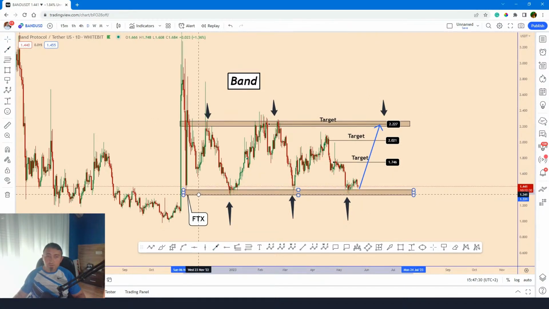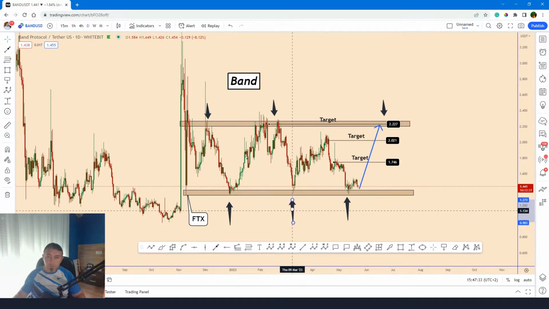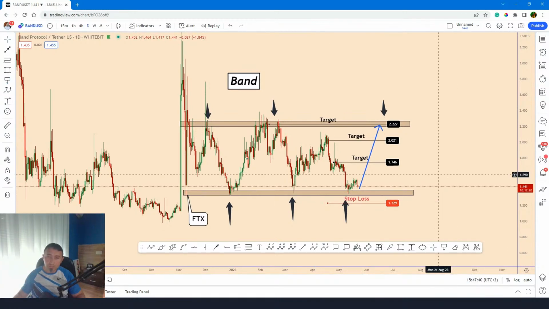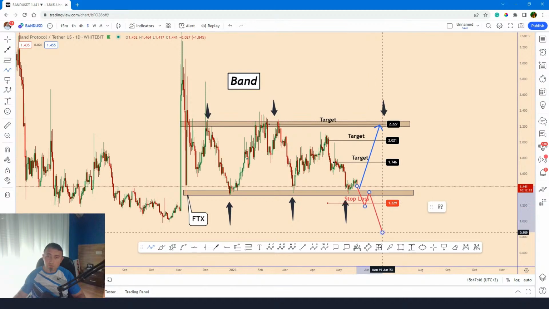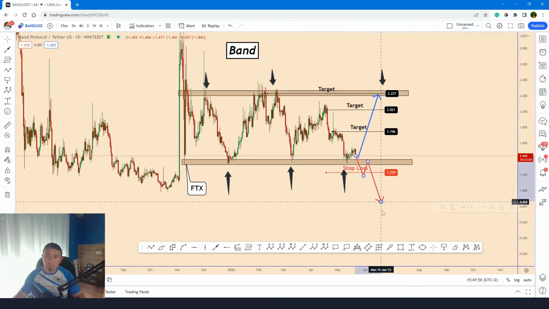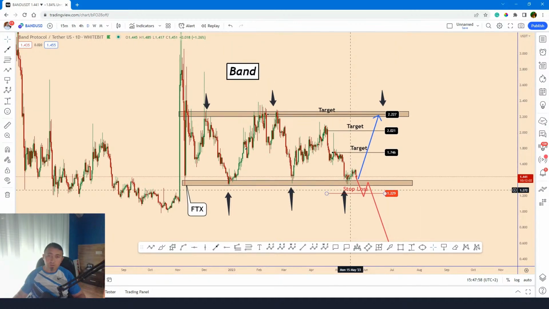The invalidation of everything that we are looking at in these conditions, I think that should be below the structure zone that we are looking at, and it makes sense in these conditions because if price is going to break through this zone, it means that it will invalidate also the FTX zone here. It will show that probably something bigger may happen and it may release more liquidity. That is why we must have a stop loss at this point in order to limit our losses.